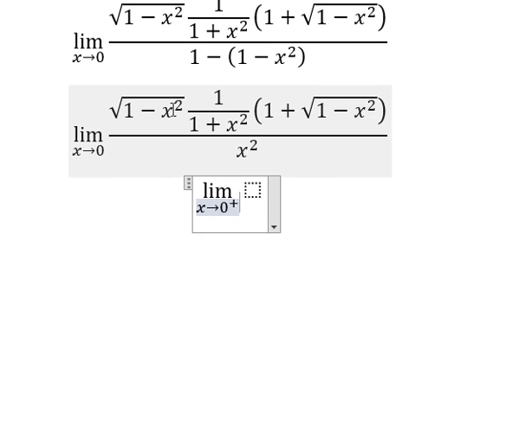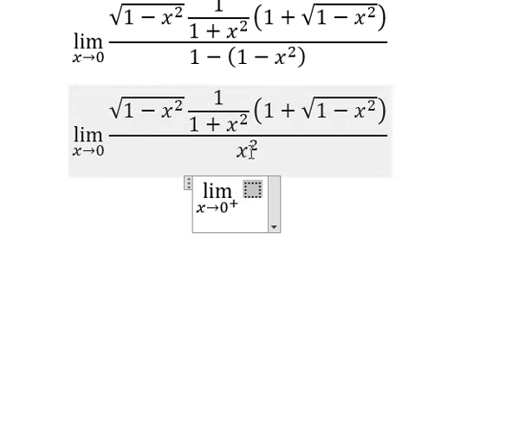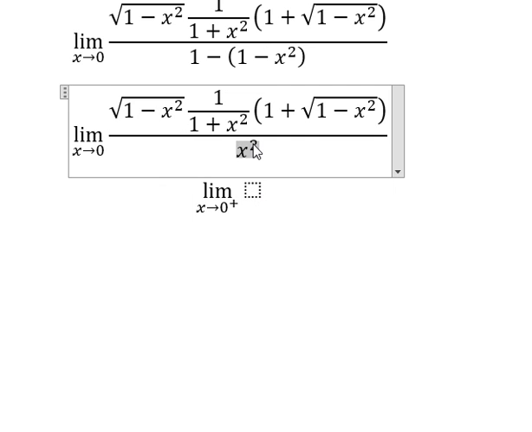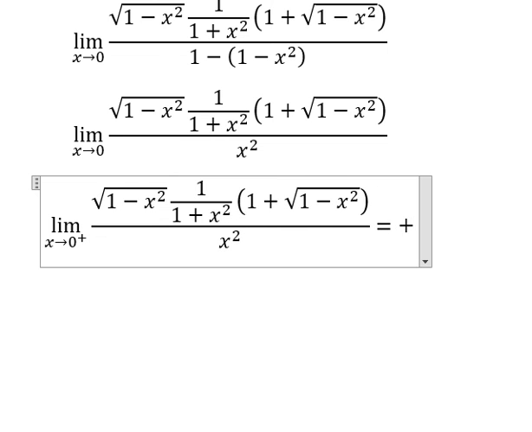We know that on the right, everything here is positive because we have the power 2 and the square root. So this one is positive, and here we have positive infinity.